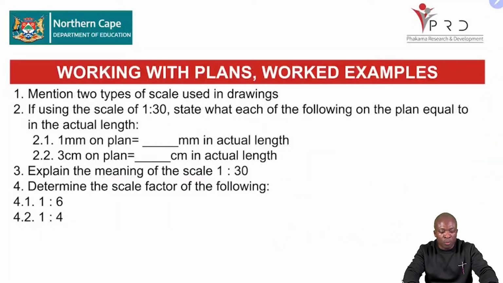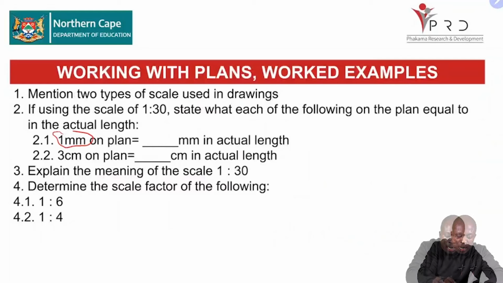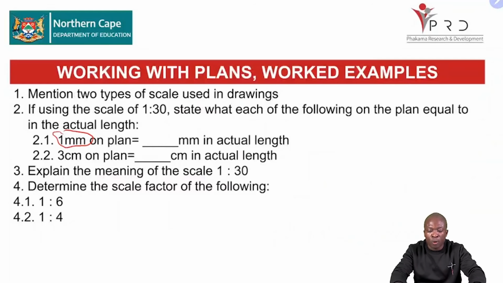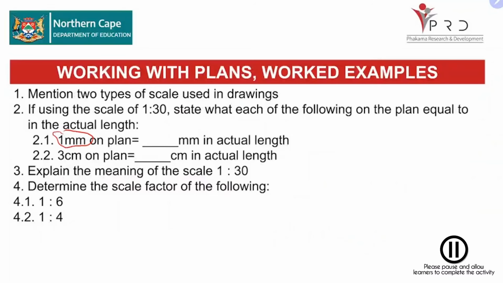Let's look at number 2. If using the scale of 1:30, state what each of the following on the plan equal to in actual length. So we look at 2.1. What's our length? It is 1 millimeter on the plan. What would that be in reality? We are going to find the answers very soon. So can you quickly go through question 1 to question 4 and see how best you can work? I'm giving you 5 minutes to do that.